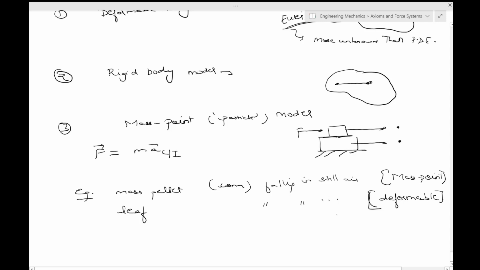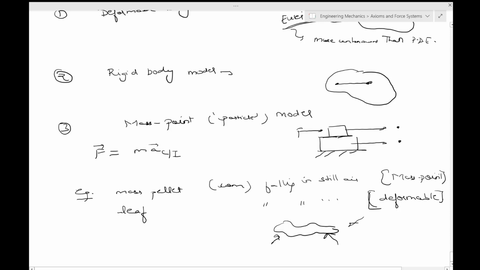because a leaf will have something like this, and then different parts of it will be experiencing different forces from the air around it. Hence it will be incorrect to model this as a mass point. So you must model it as a deformable body. Okay, so it depends on your application, it is exactly what you should be doing.